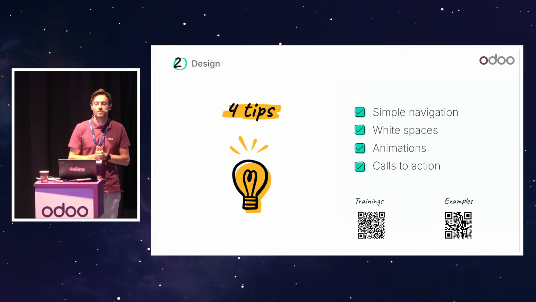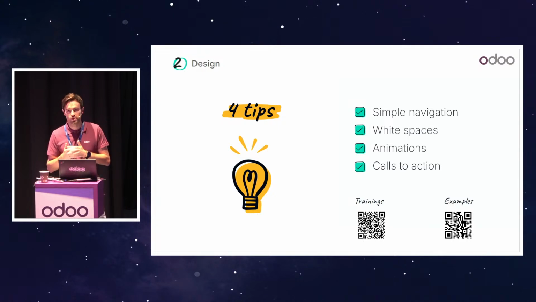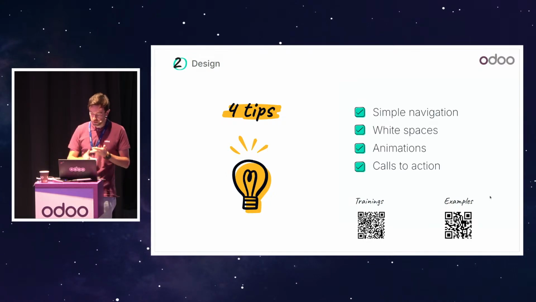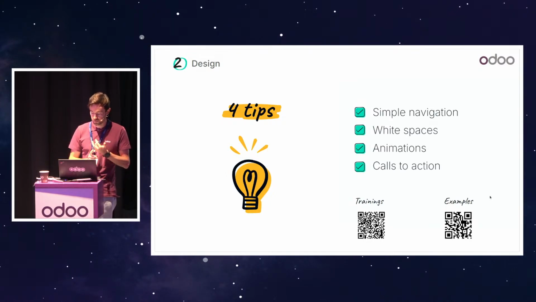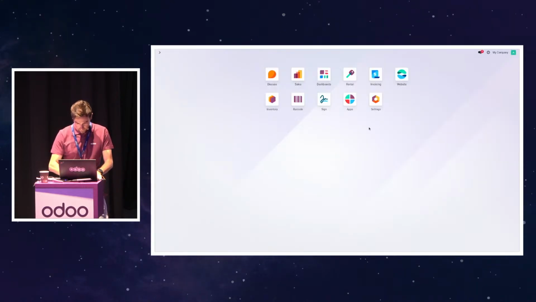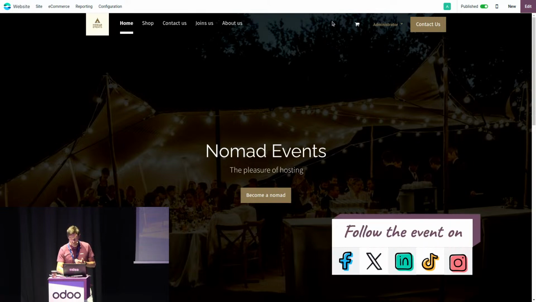But what I want you to remember from today are 4 tips that can already improve the quality of your website. So simple navigation, white spaces, animations, and calls to actions. So let's see how we can do that in an Odoo database. Well, to improve the navigation, what you can easily do is limit the number of menu items that you have. Really often we see a website with a lot of menus. Sometimes we even have a plus here. So that's really not good for the navigation because it's not clear.